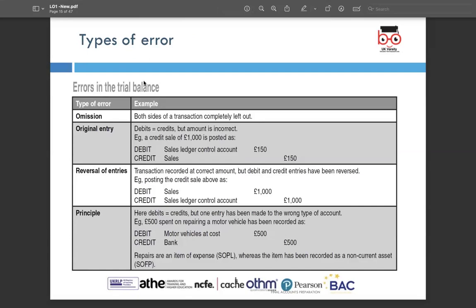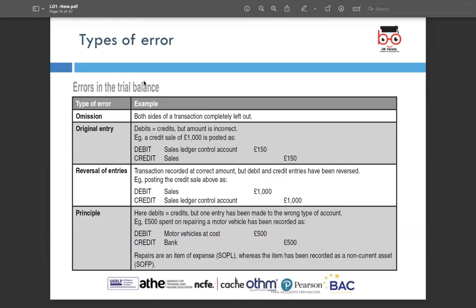Error of original entry. This involves recording incorrect debit and credit amounts, but applying them incorrectly. For example, a credit sale of £1,000 might be recorded as a debit to the sales ledger control account and a credit to sales for £150 each, instead of the correct £1,000 credit to sales.